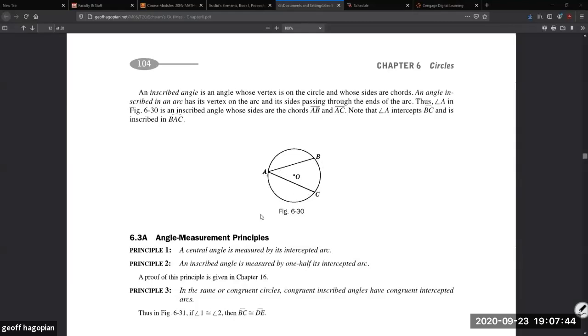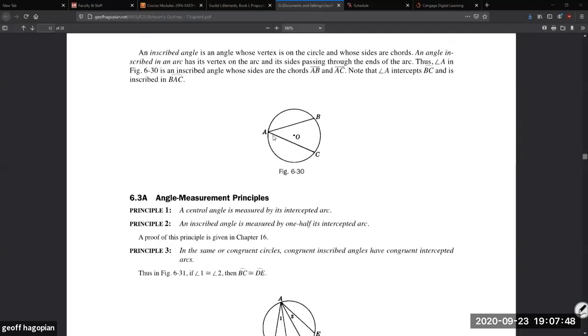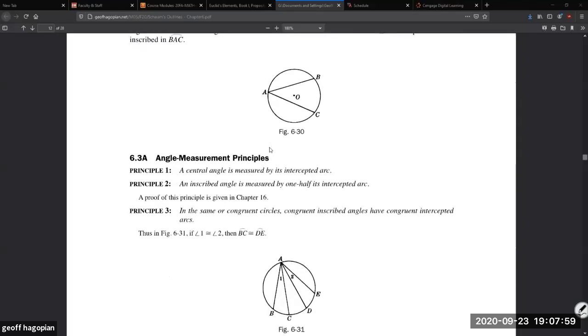And here are some principles. A central angle is measured by its intercepted arc, and an inscribed angle is measured by 1/2 the central arc. And we'd like to prove that. Let's get started on the proof, and we'll finish it up at the beginning of the hour tomorrow.